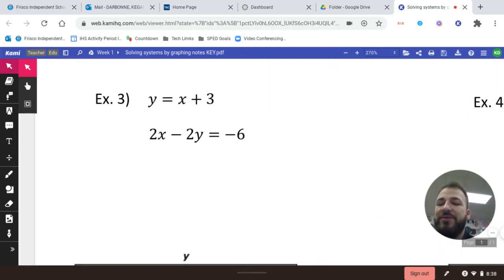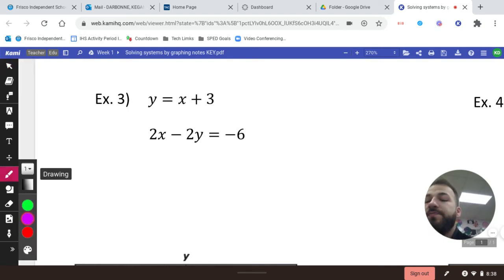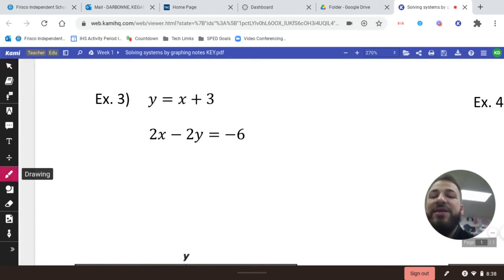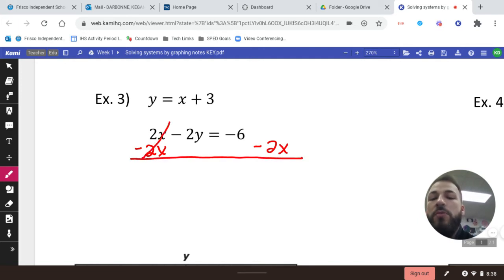2x minus 2y is equal to -6. So I've got to solve this for y first. So I want to get y by itself. First thing I can move is my 2x. So I move positive 2x by subtracting 2x. A couple reminders here. Remember, we do not subtract the negative 6 and the negative 2x because they are two different types of terms. So negative 2y is equal to negative 6 minus 2x. Then that negative 2 multiplied in front of y, I can divide it with everything.